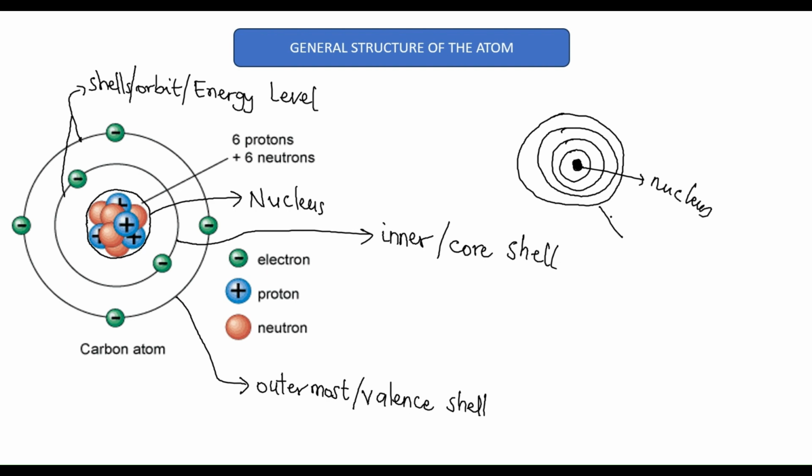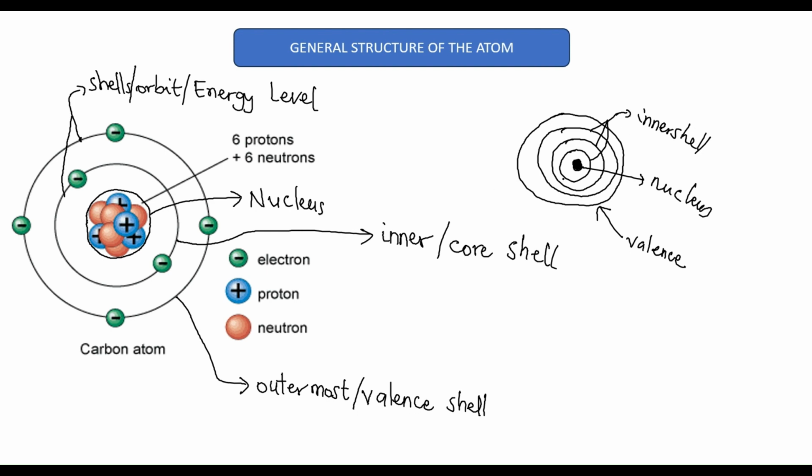Here the largest shell is called the valence shell, or the outermost shell. So this is the valence shell. All the other shells that are inside are collectively called inner shells. So these are inner shells plus this. They are all called inner shells, or you can call it core shell.